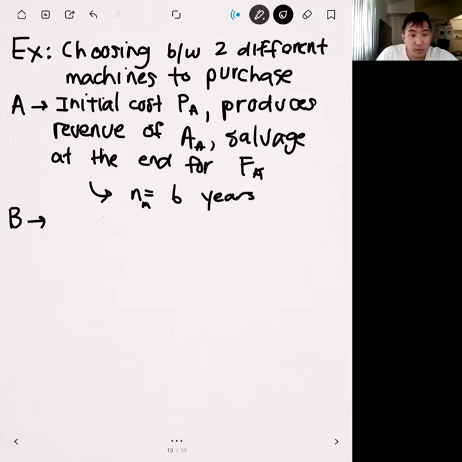And so let's go over product B. For product B, we'll assume that the cash flows are the same in terms of the same types. So it'll have an initial cost, it'll produce a revenue, and it'll have a salvage value, but they're all in the B form. So we'll say there's PB, AB, and FB. But instead of lasting 6 years, we'll say that machine B lasts 9 years.